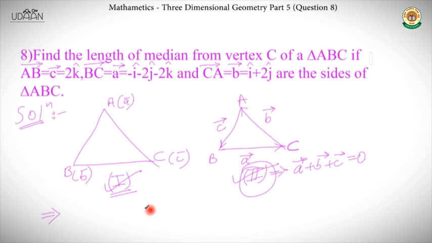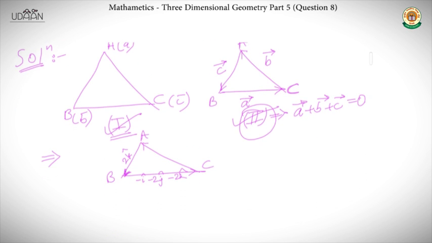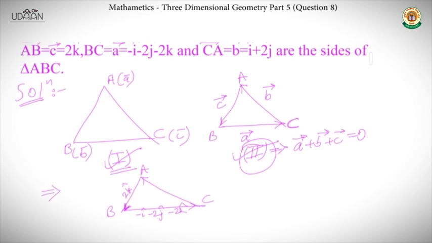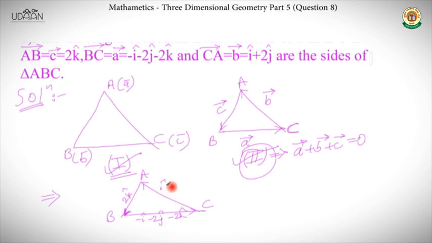AB is given, which is vector C, which is 2k. We first mention all the vectors and then look forward to the solution. BC is given by minus i minus 2j minus 2k, and CA is given by i plus 2j. Okay, we know all three vectors.